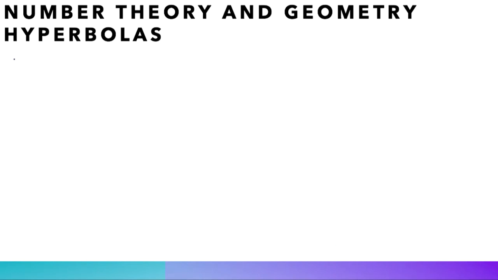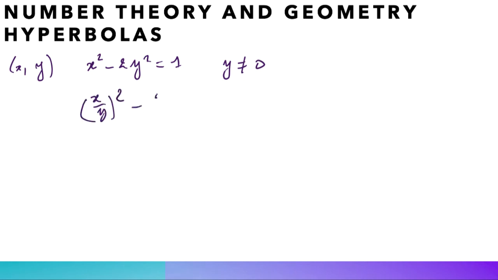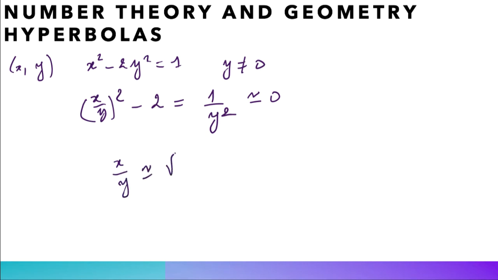More concretely, if x, y is a natural solution of x squared minus 2y squared equals 1, and if we suppose that y is different from 0, then by dividing both sides of the equation by y squared, one gets (x over y) all squared minus 2 is equal to 1 divided by y squared. Now if y is big enough, this means that 1 divided by y squared is almost 0, which means that x over y is almost square root of 2.